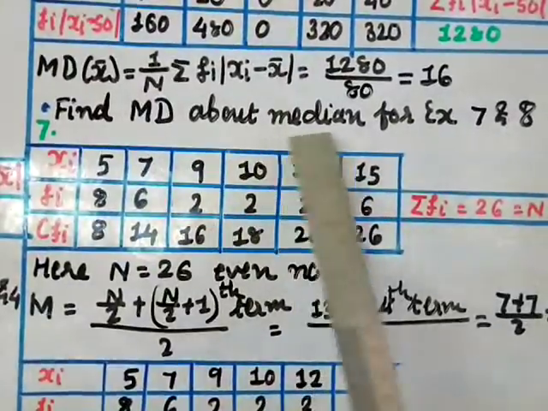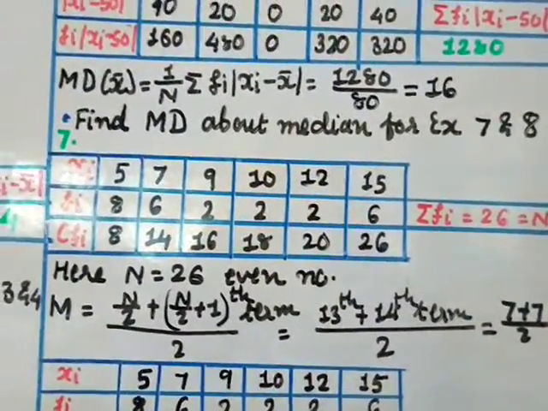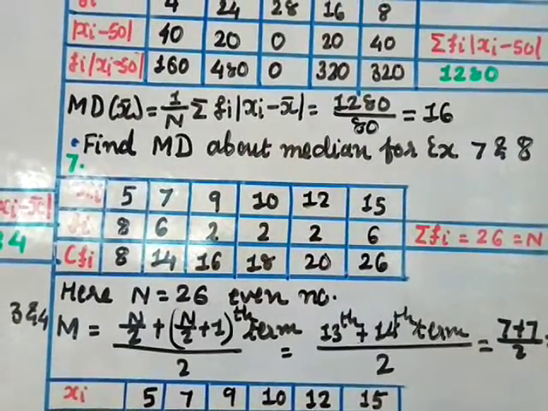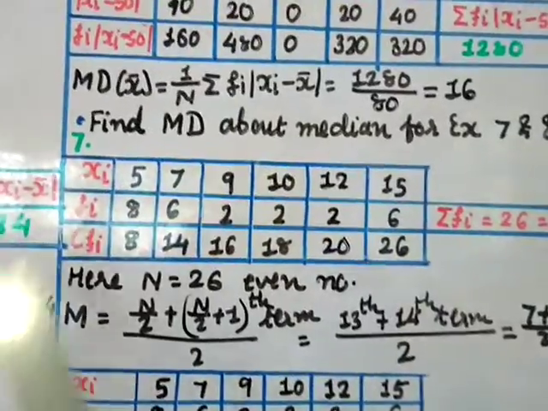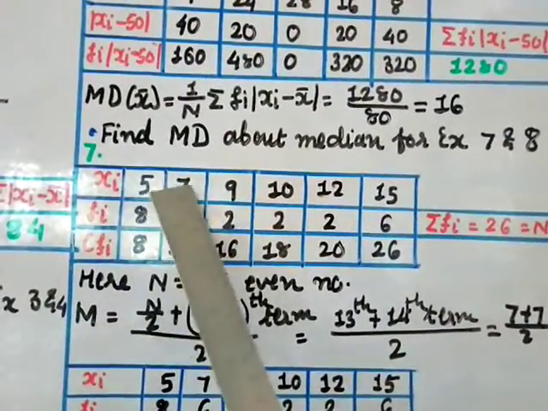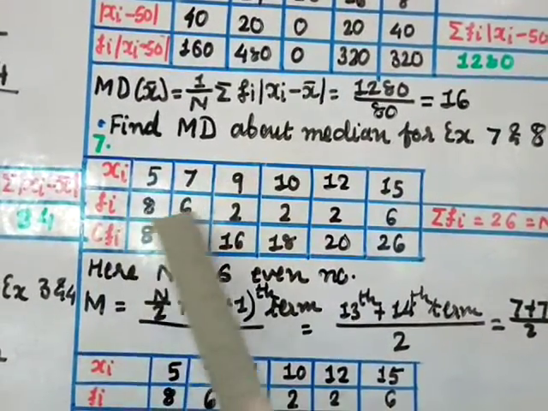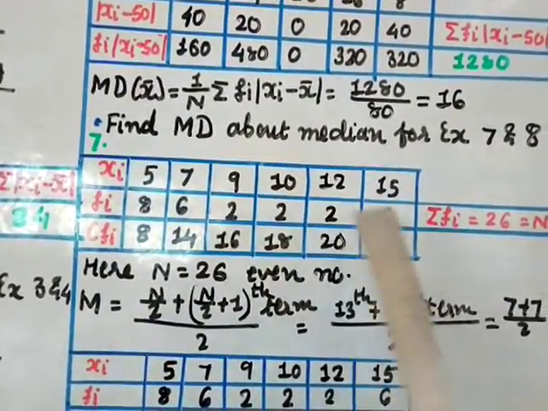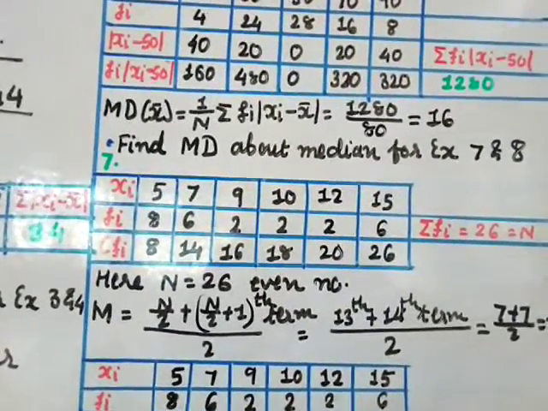Find mean deviation about median for exercise 7 and 8. In the last two questions we found mean deviation about mean. Now we'll find mean deviation about the median. So question 7, xi and fi are given in the question. xi is 5, 7, 9, 10, 12, 15, and fi is given as 8, 6, 2, 2, 2, 6. Now to find the median first, we have to find the cumulative frequency.